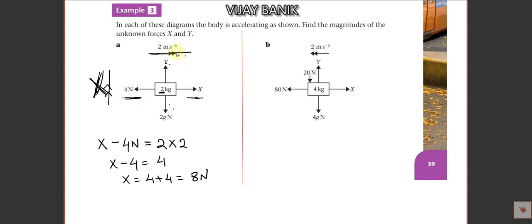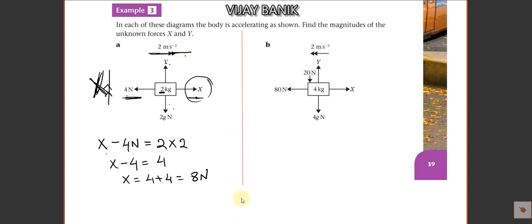If it is accelerating, whichever side is the acceleration direction, that side is positive. In this case, x is positive and 4 Newton is negative. You're asking what we would have done if the 2 meters per second squared was not given to us, if it was not accelerating in the horizontal direction, would x still be positive? That is completely up to you. I always take right side to be positive and left side to be negative if there is no acceleration. But if there is acceleration, whichever side the acceleration is in, that side is positive.